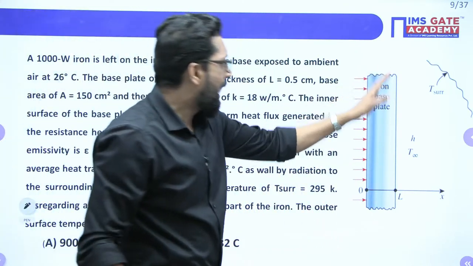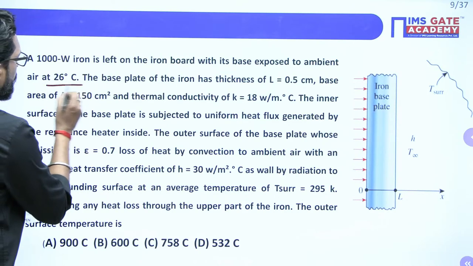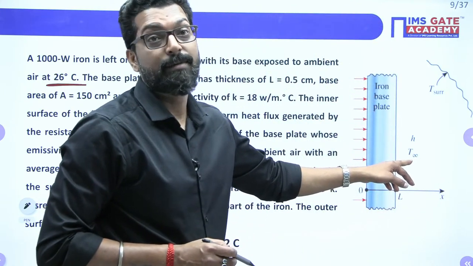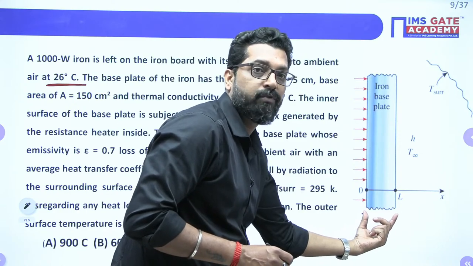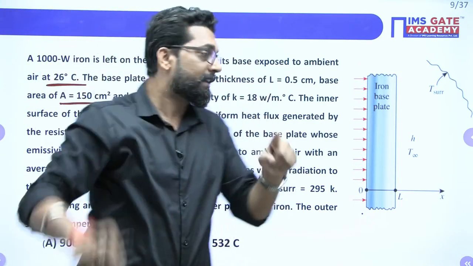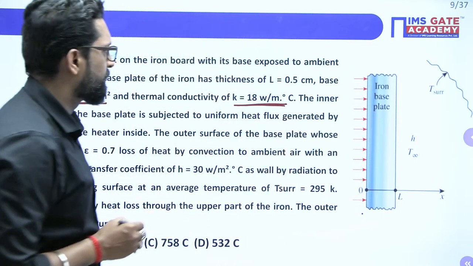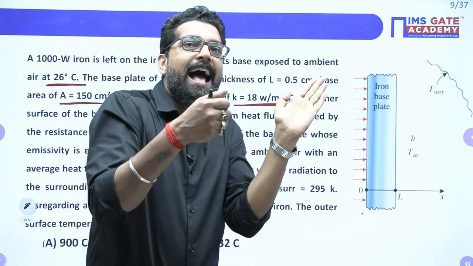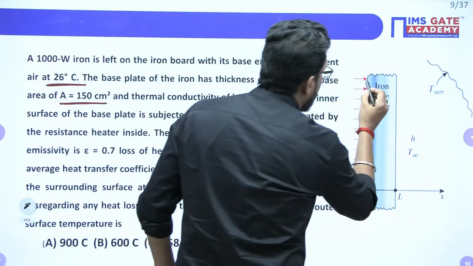Okay, so this is an iron base plate with the base exposed to ambient air at 26 degrees centigrade. That means T infinity is given, right? The thickness of the base plate of iron is 0.5 centimeter. The base area is also given, because the shape is like a triangle: 0.150 centimeter. And the thermal conductivity of that base material is 18 watt per meter degree centigrade. The inner surface of the base plate, this is very important, that means inside the iron, where you can hold it, there is a uniform heat flux. Why? Because on this side there is a coil.